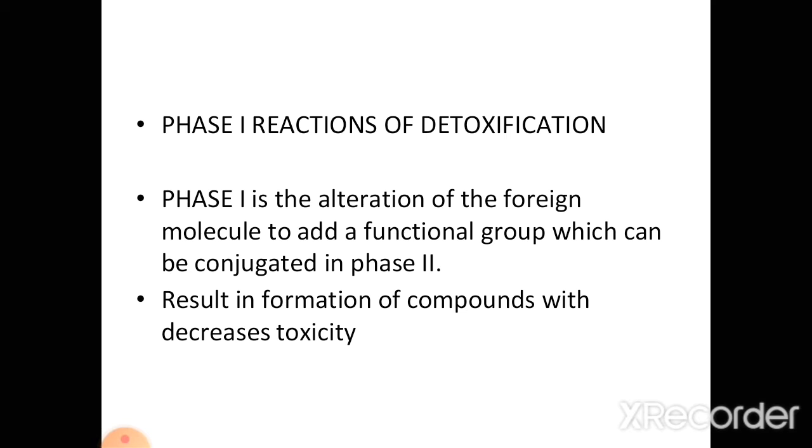Then other examples are oxidation of aldehyde. Benzaldehyde is oxidized to benzoic acid. Then the oxidation of amines, oxidation of aromatic hydrocarbon, oxidation of sulfur containing compound and oxidation of drugs. These are the examples for oxidation reaction.